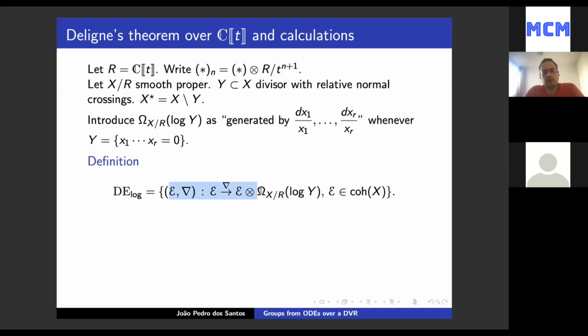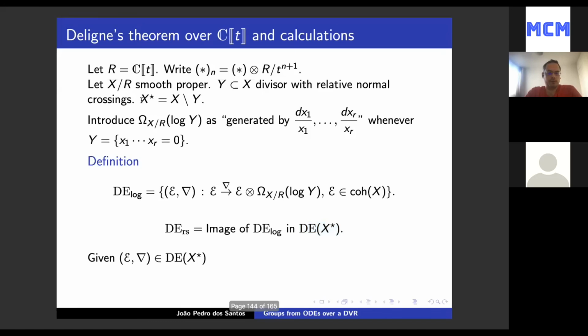First you define logarithmic ones, and once you define logarithmic ones, you look at their image in the differential equations over X star. Now, if I give myself a differential equation, I will say that it is regular singular if it lies in the image of the logarithmic ones, which means that it has a logarithmic model. And then I will have a Deligne's theorem again, but this one we proved.